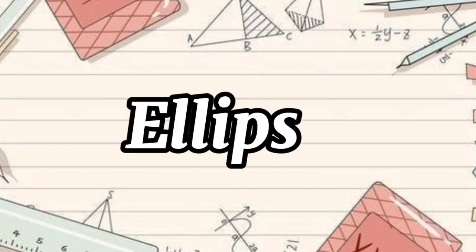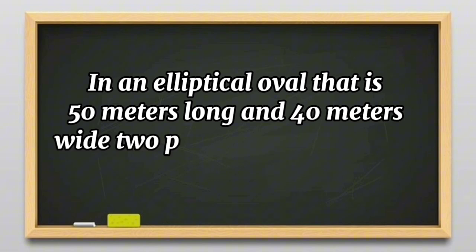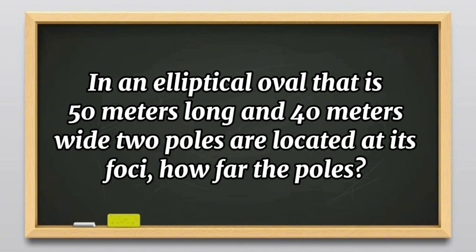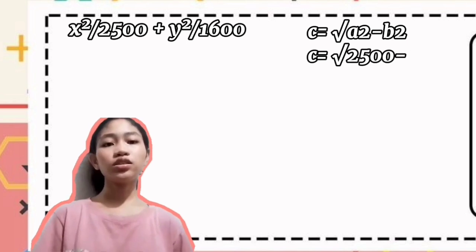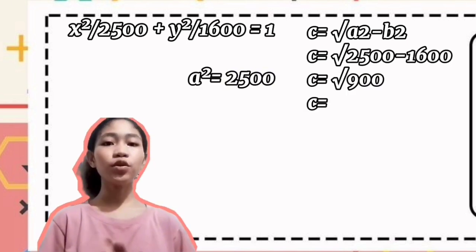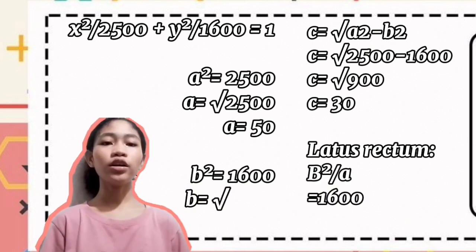Number 3. An elliptical oval that is 50 meters long and 40 meters wide. Two poles are located at its foci. How far are the poles?